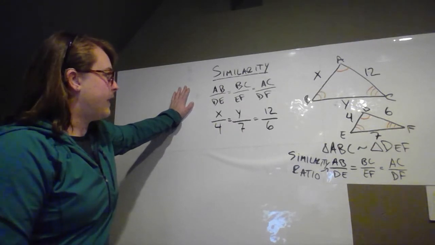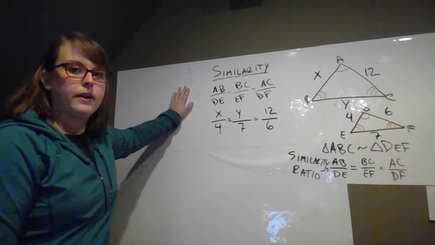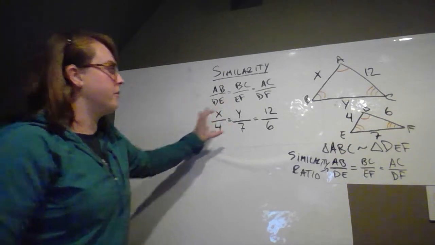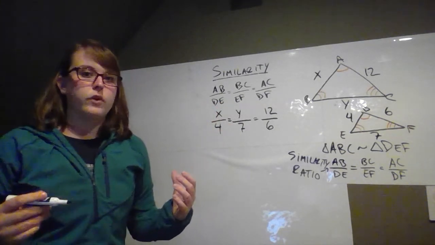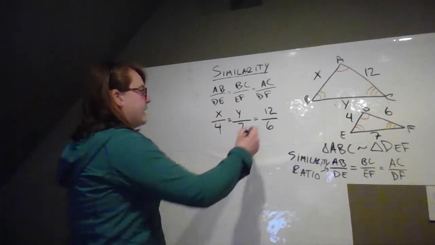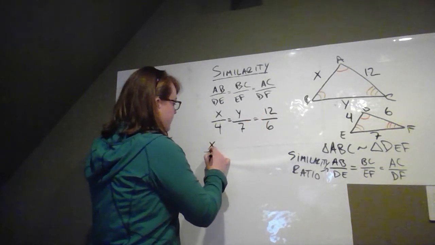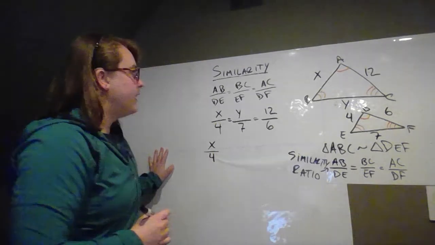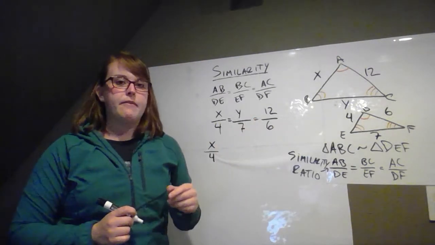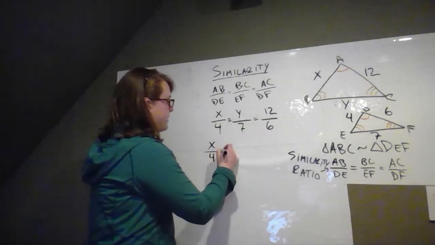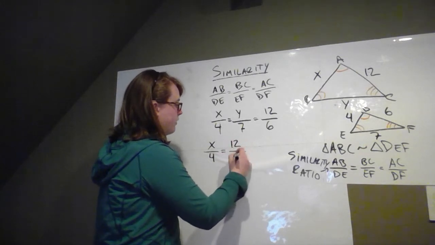Okay. So once I get to that step, now I'm going to pull this apart a little bit to form 2 proportions. So the first one I'm going to take is X over 4. So you take the one with the variable in it, and you set it equal to the one that does not have a variable in it. So I'm going to set it equal to 12 over 6.